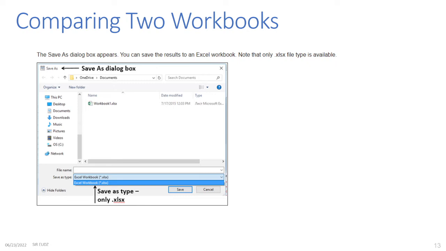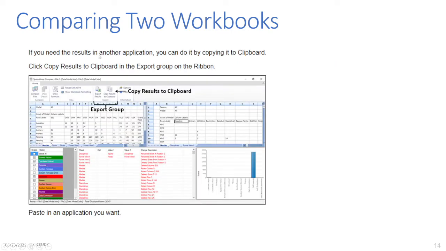You can save the results to an Excel workbook. Note that only the XLSX file type is available. If you need the results in another application, you can do it by copying to the clipboard. So click Copy Results to Clipboard in the Export group on the ribbon. Paste in the application you want.